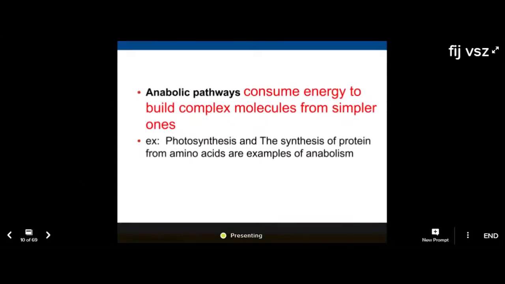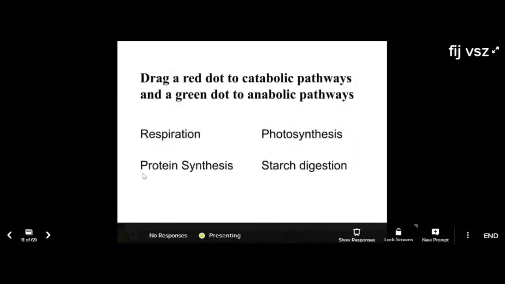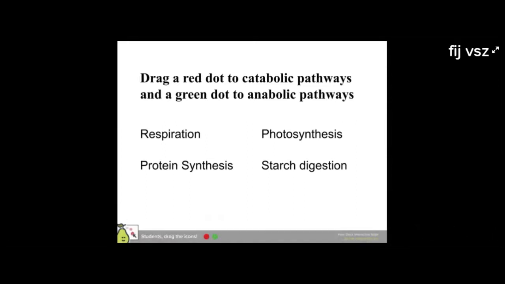Anabolic pathways are the reverse. They consume energy, absorb it, to build bigger molecules from smaller ones, such as photosynthesis or the synthesis of protein from amino acids, right? Okay, on you. Red dots to the catabolic pathways, green dots to the anabolic pathways.